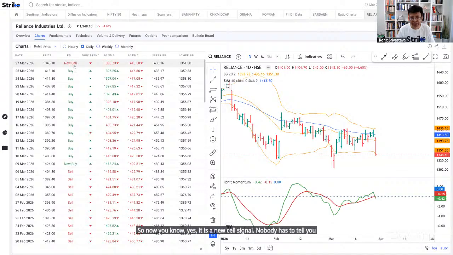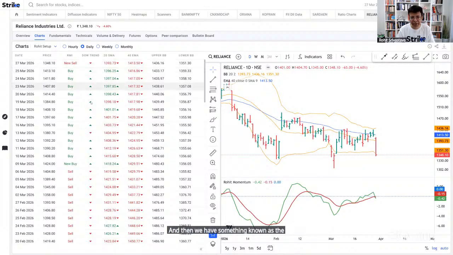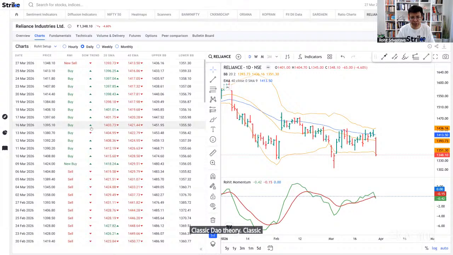It's already mentioned. If you're using the 20-day average, you have the 20-day average here with an arrow, which is showing whether the average is actually going up or down. And then we have something known as the Dow trend indicator, which is classic Dow theory. Classic Dow theory is what? A series of higher highs and higher lows is an uptrend.